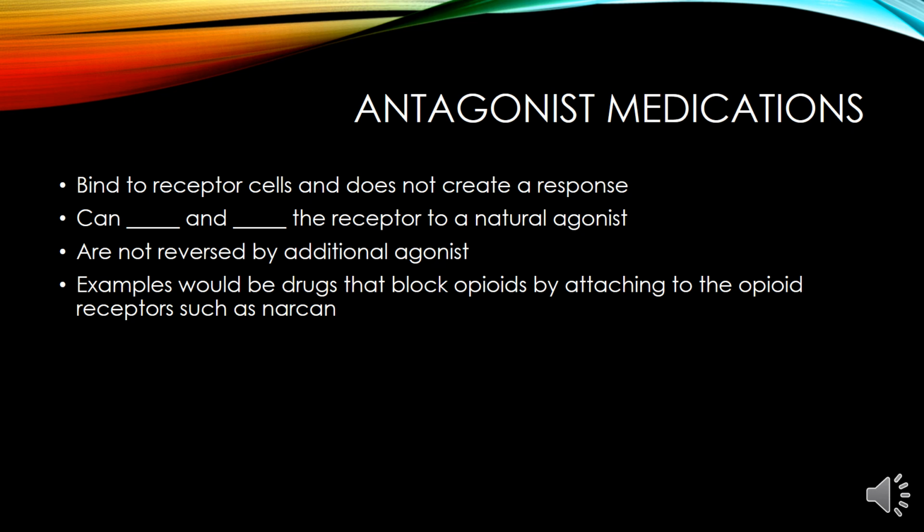Antagonist medications bind to receptor cells and they do not create a response. They can reverse and block the receptor to a natural agonist. They are not reversed by additional agonist administration. An example of an antagonist medication would be Narcan.